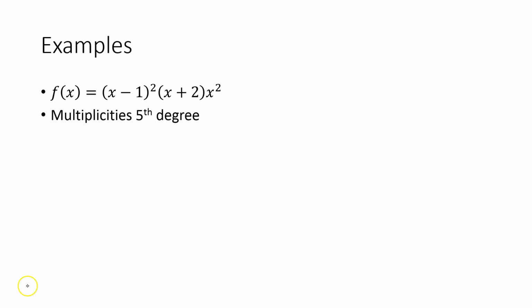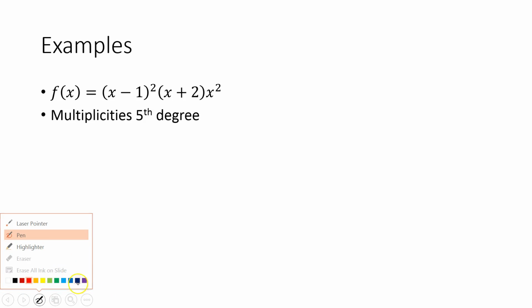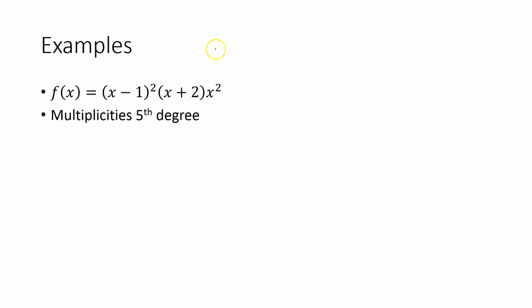Let's try another example. Let's change our color. Red is offensive. Back to this guy maybe. All right. So here we have a fifth degree polynomial, and the reason I left this in here is because I want to talk about how we know this.